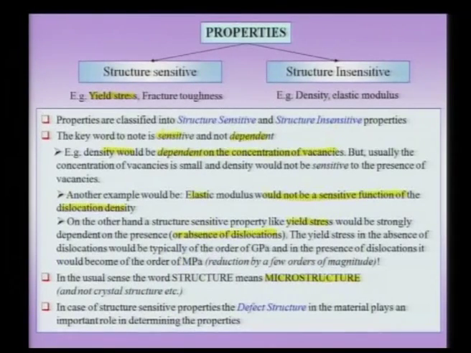So, whenever I am talking about a structure sensitive property, that means I need to understand the presence of defects in the material and how they influence my property. Examples of structure sensitive properties, as I have seen already, are yield stress and fracture toughness. Examples of structure insensitive properties would be density, elastic modulus, etc.